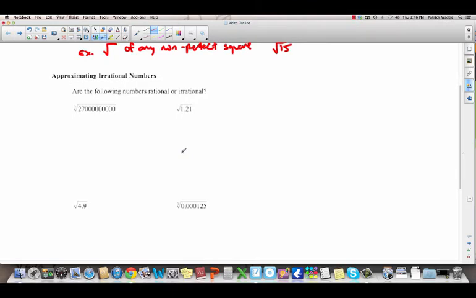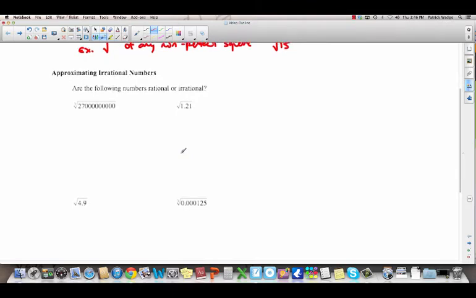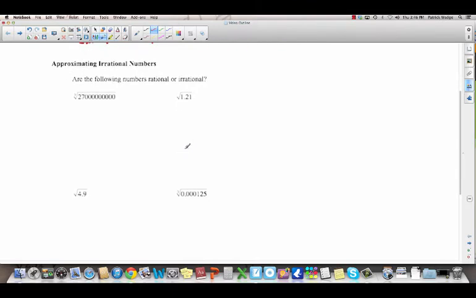We're going to approximate here, but we're not going to approximate with calculators. We're going to put the calculators away. I'm putting it away. And I will approximate some of these without a calculator. Alright, so we're going to decide whether these numbers here are rational or irrational.